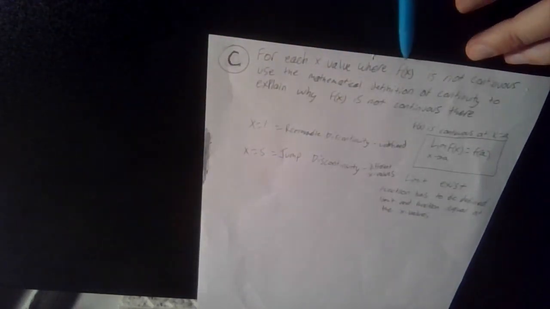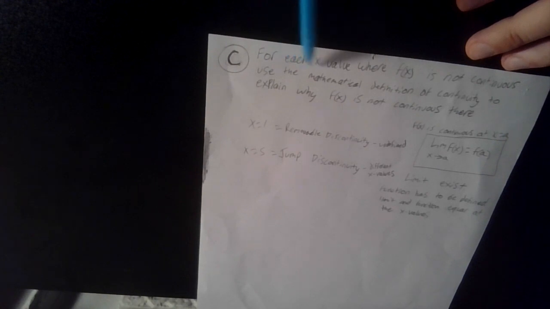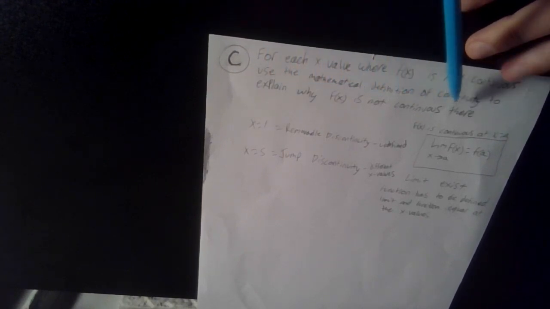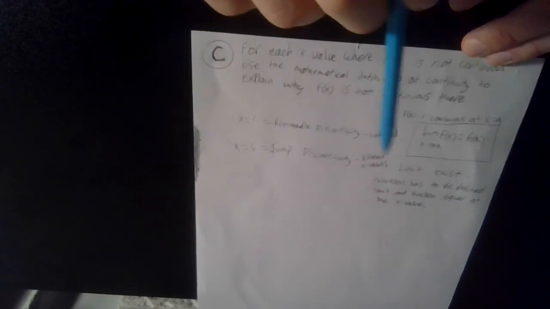For part 3, we have: for each x value where f of x is not continuous, use the mathematical definition of continuity to explain why f of x is not continuous. So, here we have our definition equation. f of x is continuous at x equals a if the limit as x approaches a of f of x equals f of a. Basically meaning that the limit as x approaches a of f of x is equal to f of a.